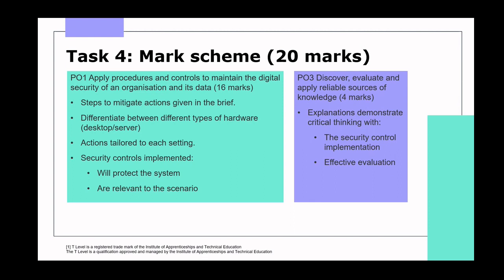And in terms of the markers, students are getting assessed against performance outcomes 1 and 3. Performance outcome 3 is all about showing that critical thinking again for their security control implementations. And in performance outcome 1, students need to take those necessary steps to address the issues in the brief, differentiate their actions depending on the type of hardware they have, such as desktop or server, and the actions being tailored accordingly, and that those security controls are effective and relevant to the brief.